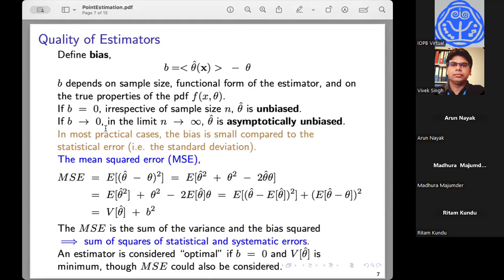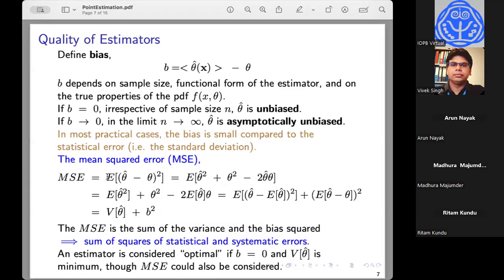What I was saying is that in most practical cases, the bias would be small compared to the statistical error or the standard deviation. So the main source of uncertainty would be mostly statistical. You can also write this statistical error, or standard deviation, from the mean square error.